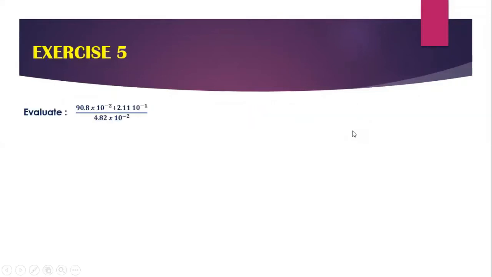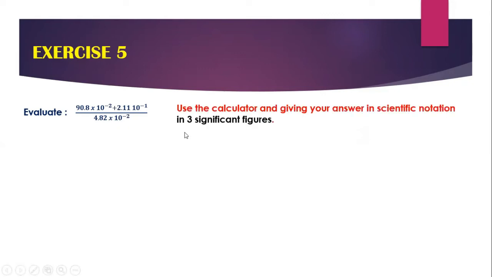Okay, students, we go through exercise 5. Evaluate 90.8 times 10 to the power of minus 2 plus 2.11 times 10 to the power of minus 1, divided by 4.82 times 10 to the power of minus 2. The instruction is to use the calculator and give the answer in scientific notation in 3 significant figures.